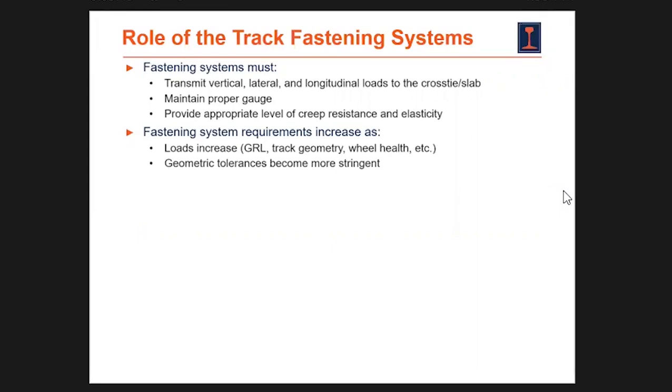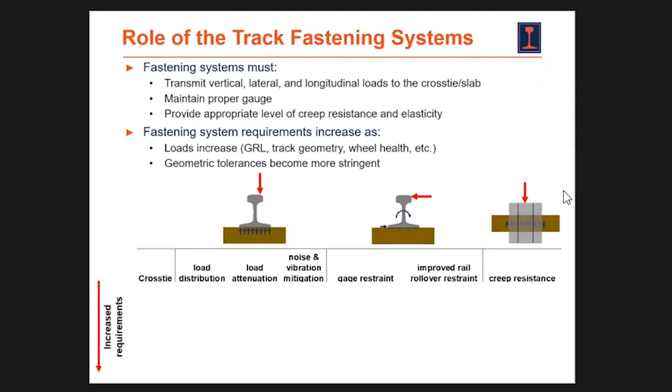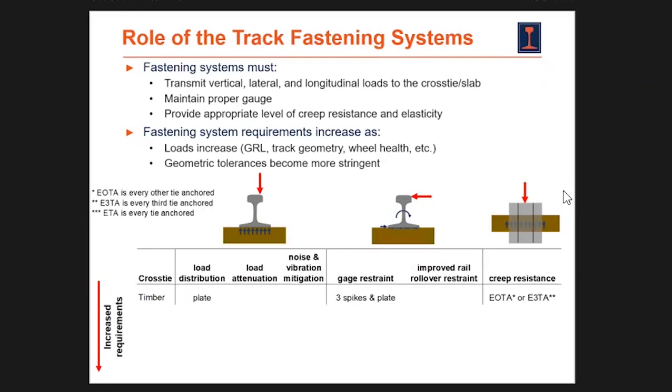And as your track is increasing in class, or as your loads are increasing, or you're asking your fastenings to do more, you need to change your track components. And I want to break this up and think about what fastening systems are supposed to do when we're applying vertical, lateral, or longitudinal loads. We'll start from maybe an industry track or a low class track where we can get away with plates, spikes, timber ties, every other tie, every third tie anchored. But as we ask this track to do more, as we go to a class 3, or if we go into curves, for example, we're going to need to increase the number of spikes for our lateral gauge restraint to hold those plates in place.